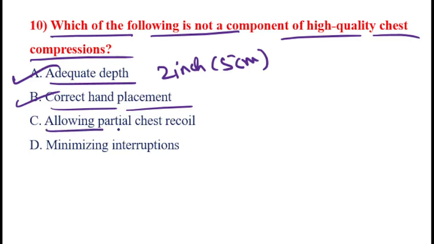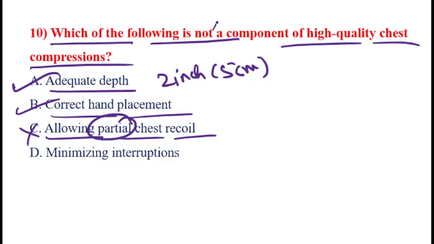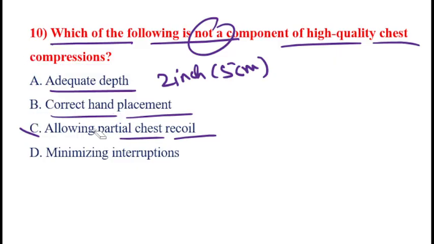Next, option C, allowing partial chest recoil. This is a wrong option here. We have to allow complete chest recoil, not partial. They asked which of the following is not a component of high quality chest compression, so this is the correct answer: option C is not a component of high quality chest compression.